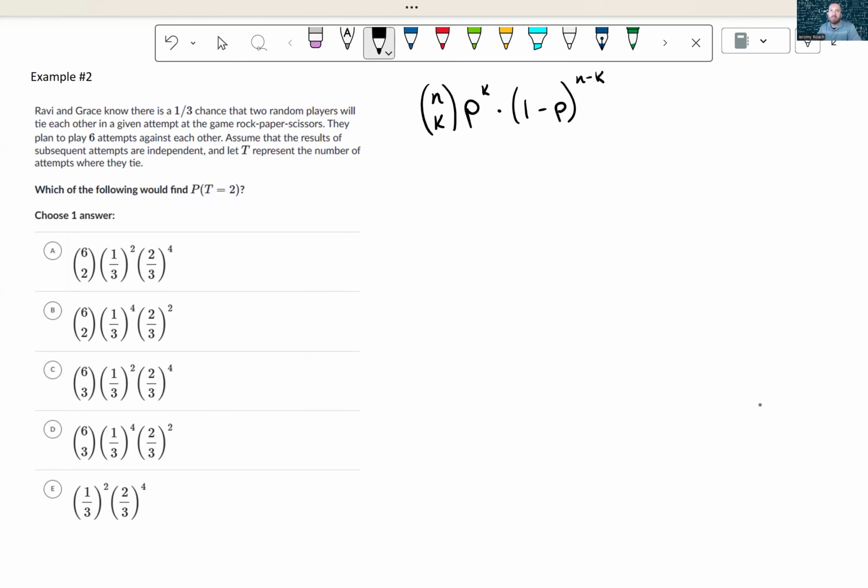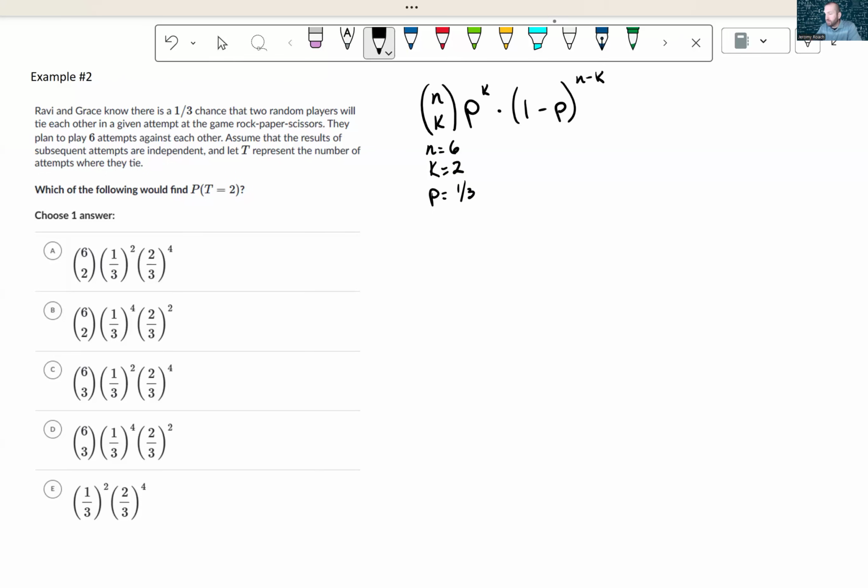And then we're going to let t represent the number of attempts where they tie. So we want to find where t equals 2. So in this case, our k is going to be 2. So we're just using t instead, but just to keep things consistent, I'm just going to use k. So k equals 2. The total times that they're going to play, n equals 6. And the probability is 1/3. Or you can use a decimal, but I'd suggest using fractions, especially since we have fractions as our answer options here.